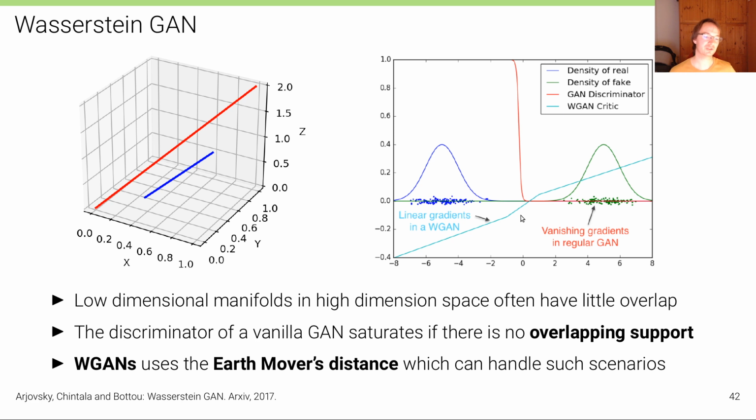And so what Wasserstein GANs do is they use the Earth mover's distance instead of the Jensen-Shannon divergence, which can handle such scenarios and provides meaningful gradients also in the case of non-overlapping support. And this also helps in stabilizing GAN training.